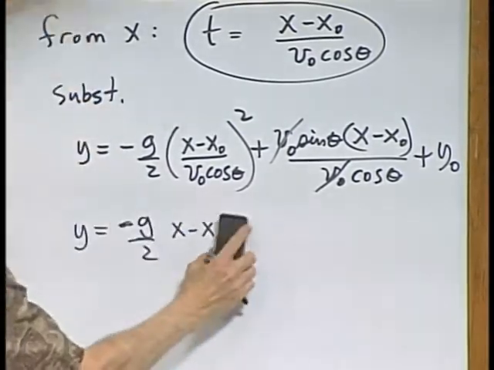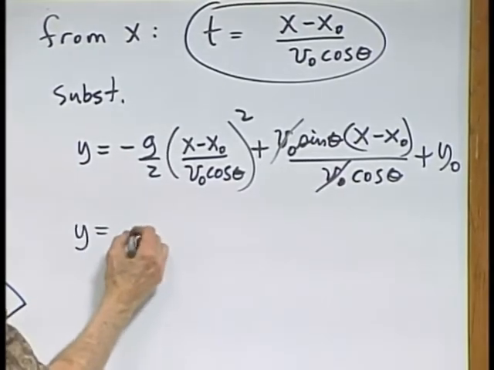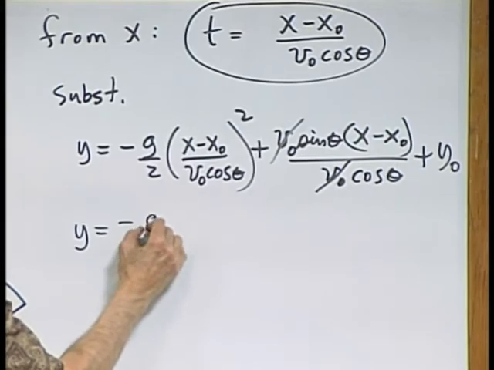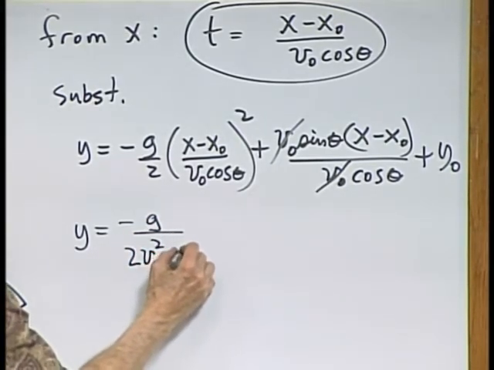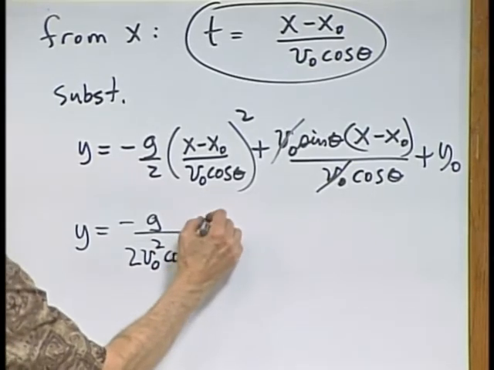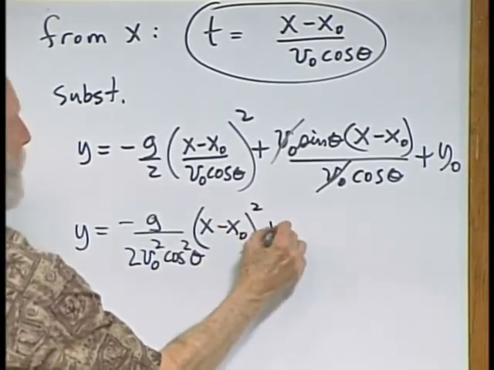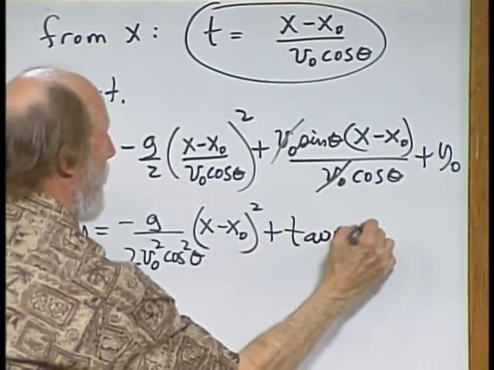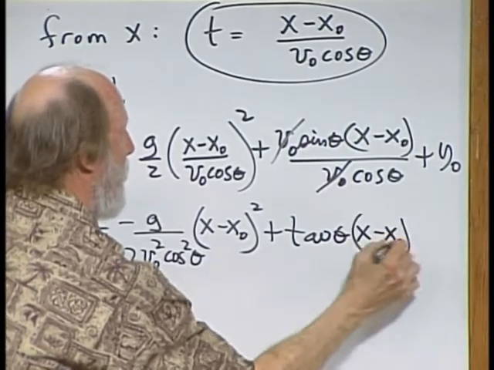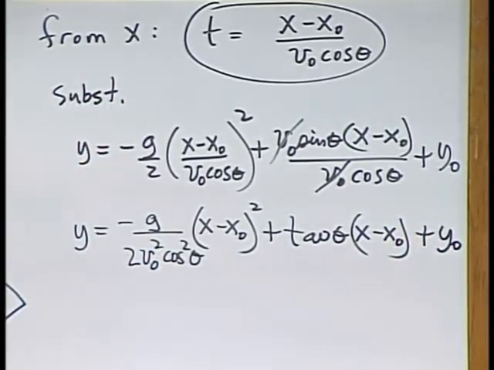You know what I'm going to do? I'm going to tidy this up a little more. Minus g over 2 v naught squared cosine squared theta times x minus x naught quantity squared plus tangent of theta times x minus x naught plus y naught. Did I have that right?